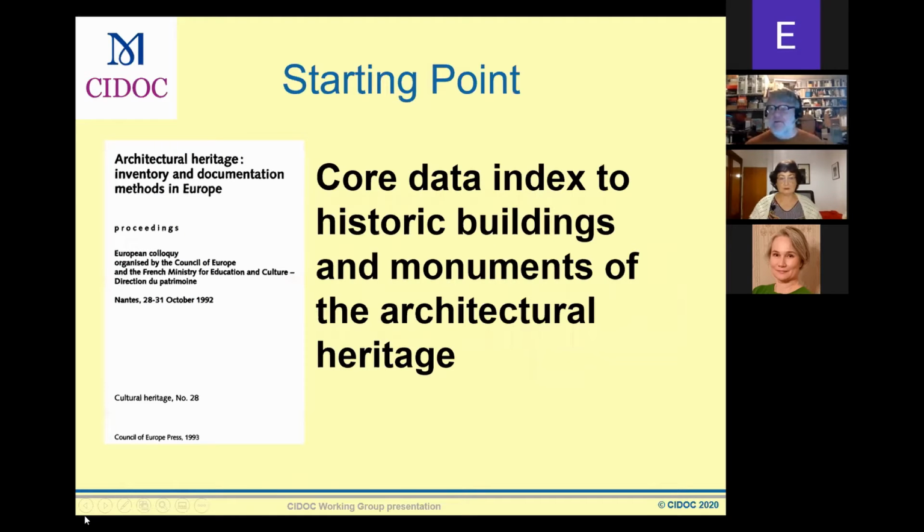And the starting point was a colloque which was held in France, in Nantes, in 1992, which this is the title page from the proceedings, which eventually produced a standard called the Core Data Index to Historic Buildings and Monuments of the Architectural Heritage. I cannot find an extant copy of this to have a photograph of it, but that was it. It had a terribly bad data model inside it and was really just a list of fields. It didn't really have any concept of the types of things I was just talking about.